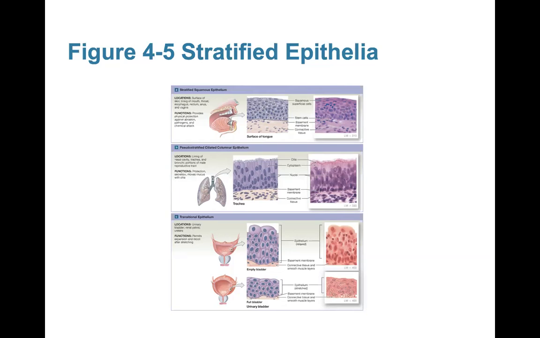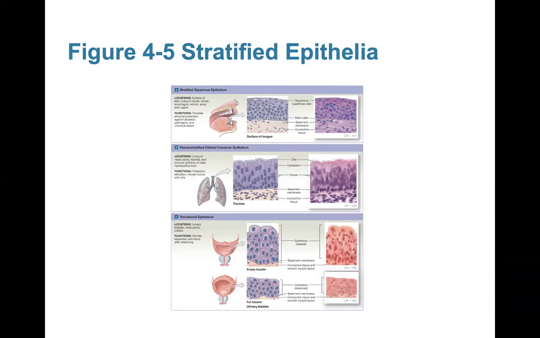Pseudostratified ciliated columnar epithelium. Now this is going to have those cilia. Pseudostratified is actually a funny one. It's actually a single layer, but it looks like it has multiple layers. It's going to be involved in protection, secretion, as well as moving mucus with the cilia. And you'll typically find this lining the respiratory tract.